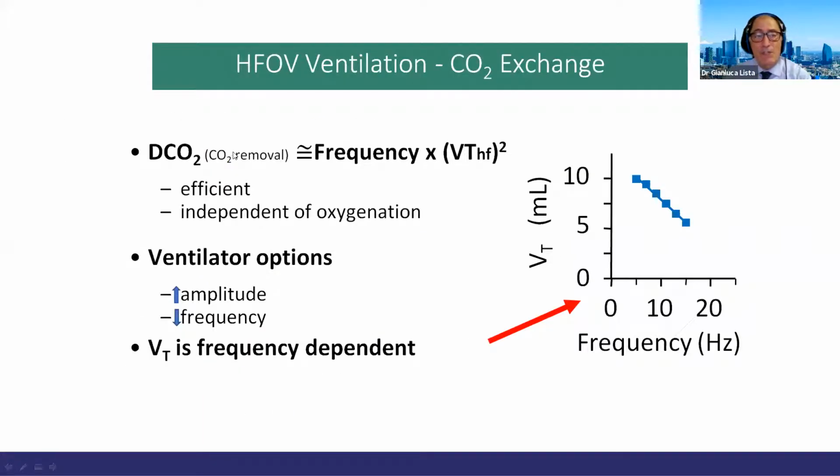The DCO2 is very important in order to give information about the capacity of the ventilator to remove the CO2 and depends on the frequency times the square of the tidal volume. In order to guarantee a very important washout of CO2 during the HFOV, you can increase the amplitude, you can reduce the frequency. And the tidal volume is frequency dependent. If you reduce the frequency, you increase the tidal volume.